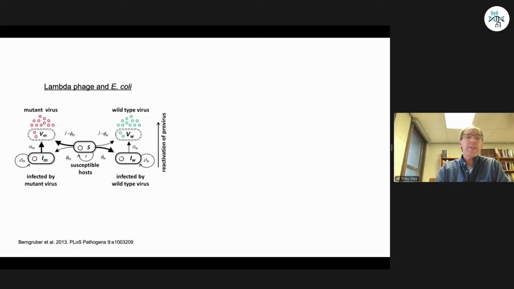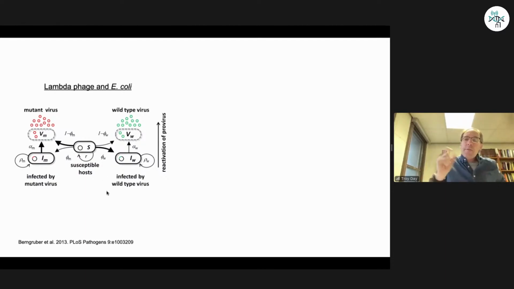Now, this idea was actually tested by Sylvain's group, and this is a paper by Berngruber et al. in PLOS Pathogens, and it was tested in a system of lambda-phage and E. coli. So I'll just quickly tell you a bit about the life cycle in this experiment. So E. coli is the host in this experiment, and lambda-phage is the pathogen.